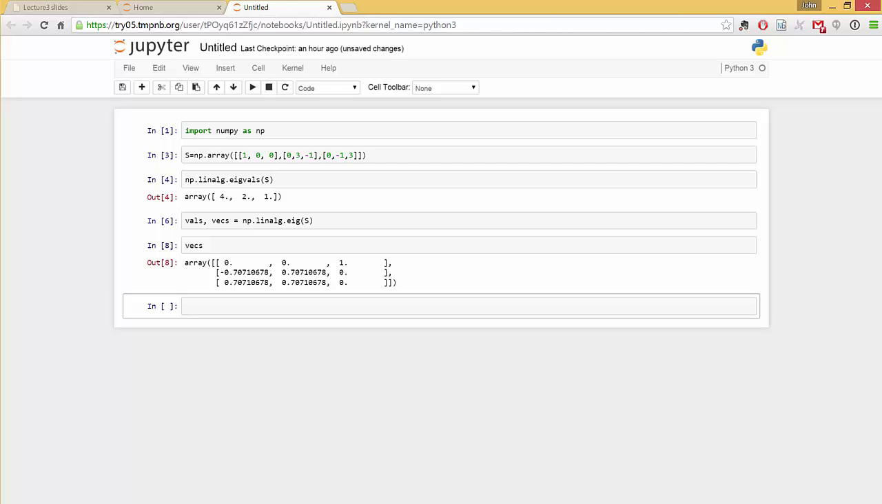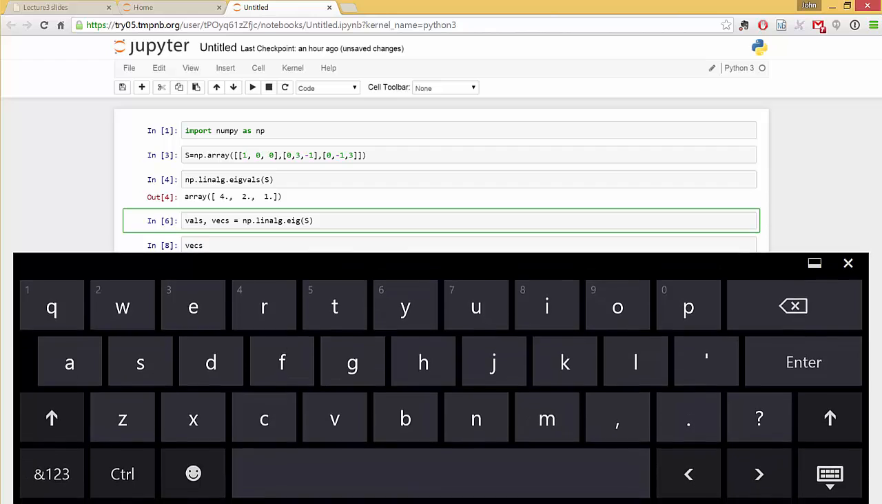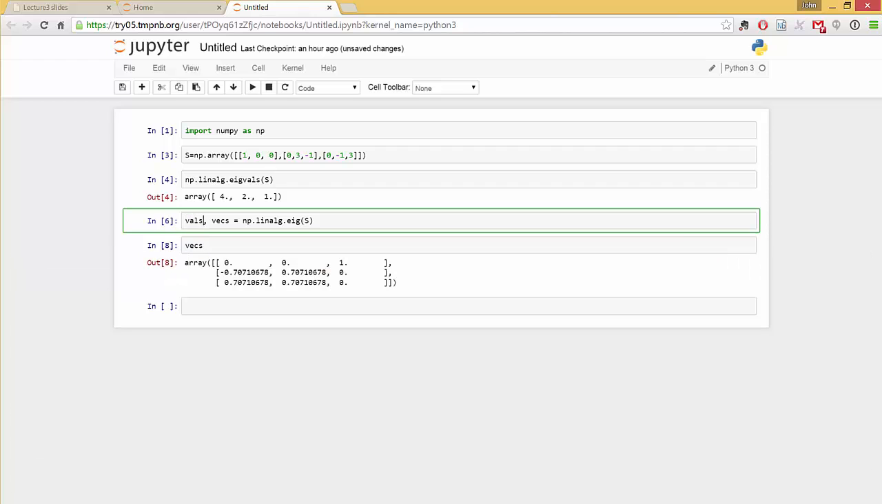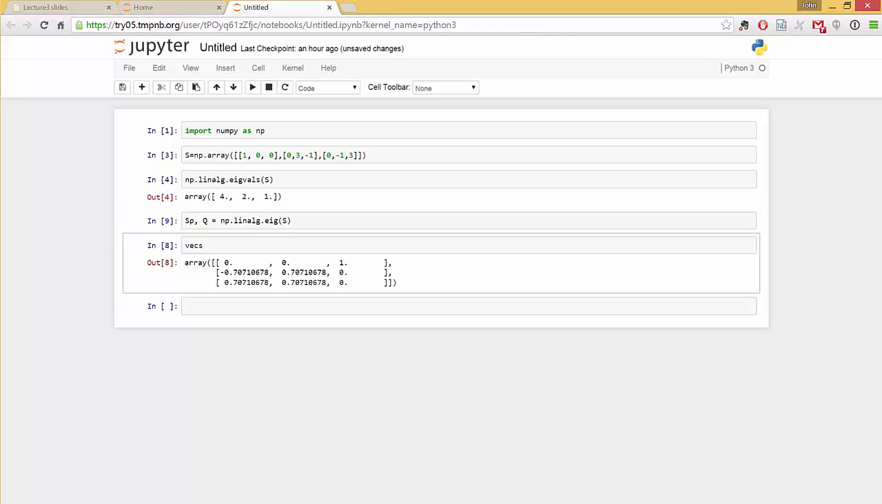So, to use the notation that's consistent with what I've been using, let's call my values SS, okay? And then we'll call this Q. Or, you know, we'll call this S prime, SP for S prime. And Q is my vectors. Okay?